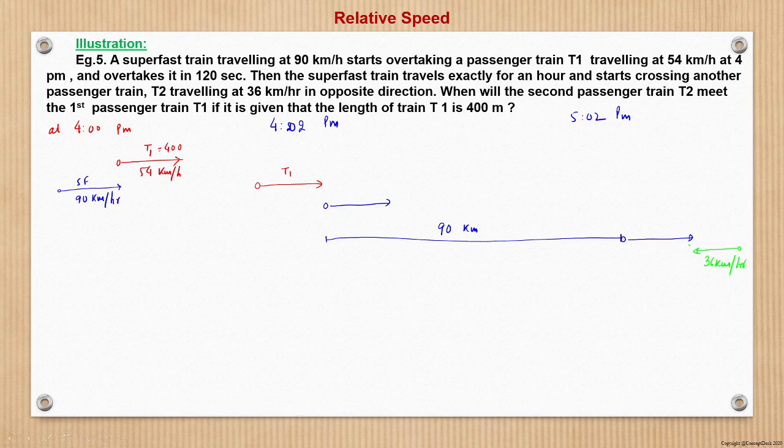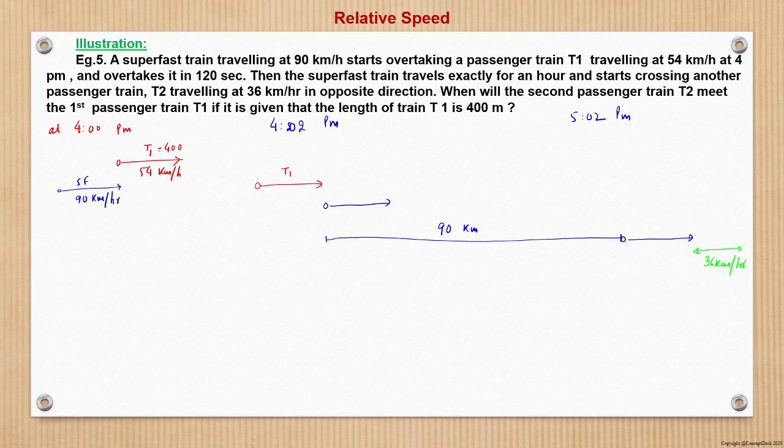So now let us see what is the total status as of now. At 5:02, we have to find when will the second passenger train T2 meet the first passenger train T1, if it is given that the length of the train T1 is 400 meters. So now try to see here. At 4:02, train T1 is here, right?